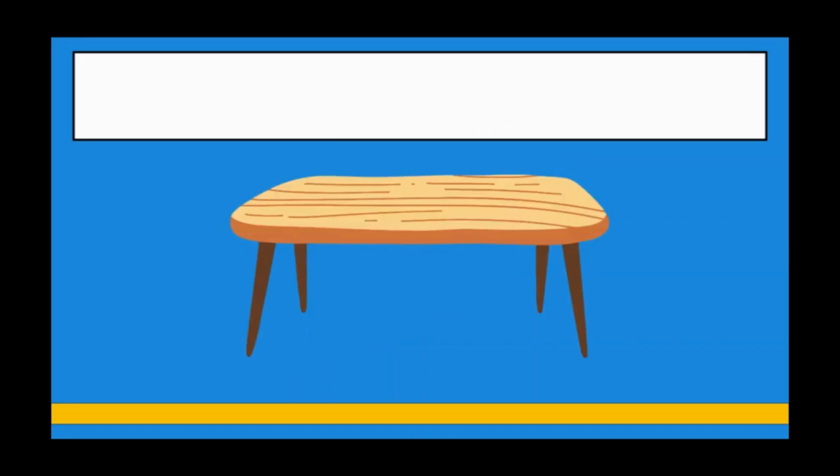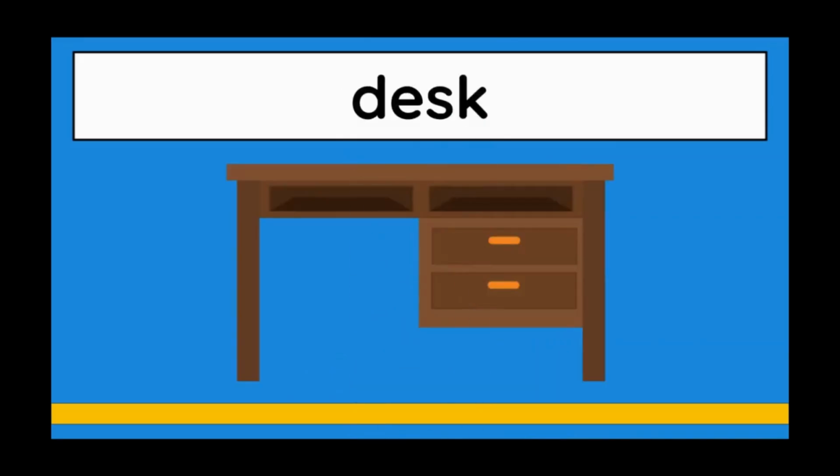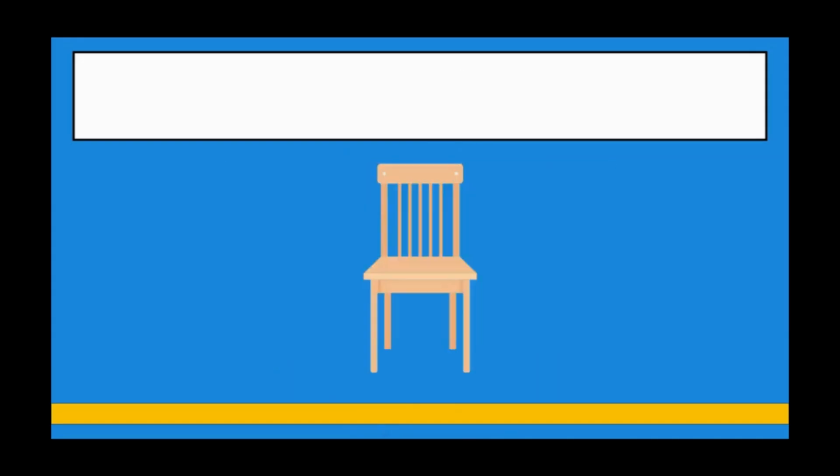mistake. This is a table or a desk. This is where we sit to learn. This is a desk. A desk is where we also sit to learn. This is a chair. A chair is the object that we are sitting on. So we put our stuff on the desk or on the table, but we sit on the chair itself.